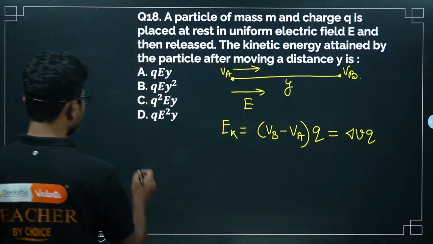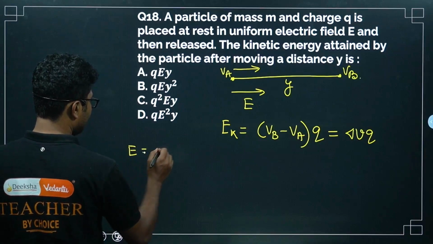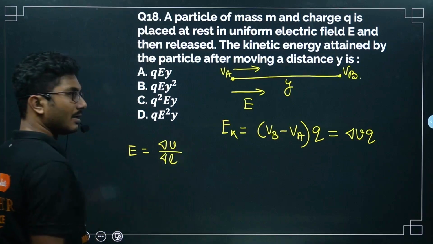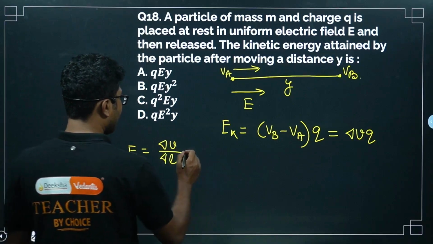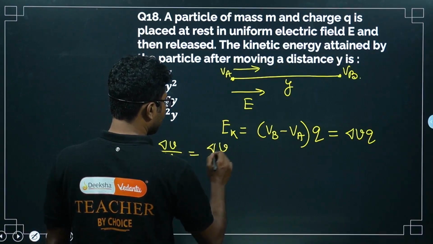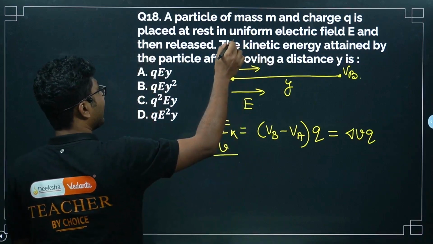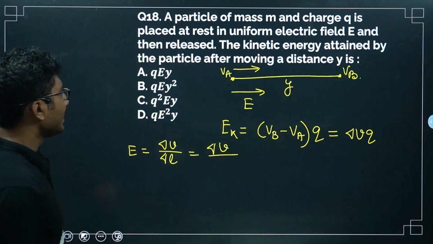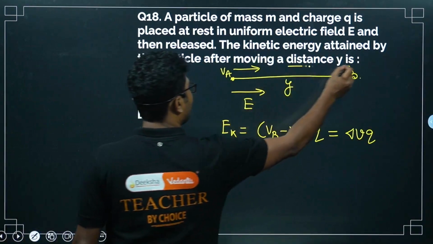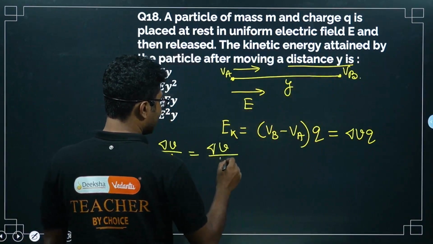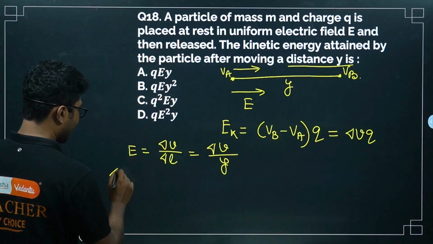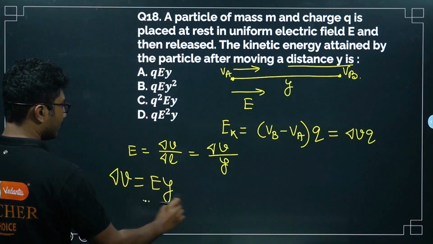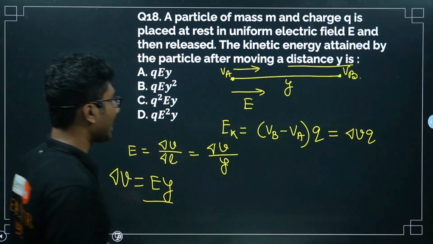Now what is electric field? Electric field is delta V by delta L, dV by dl. Here delta V is not given, but delta L is given, when it traveled a distance of y. So distance y means delta L is y. So we can calculate delta V from this. Delta V is E times y. So delta V is calculated, and we can find the kinetic energy.